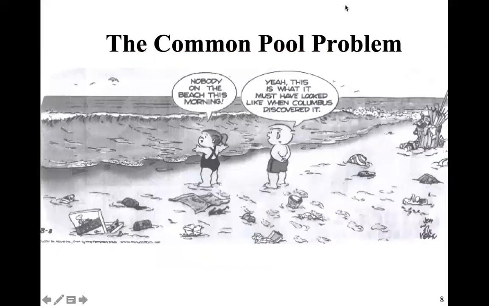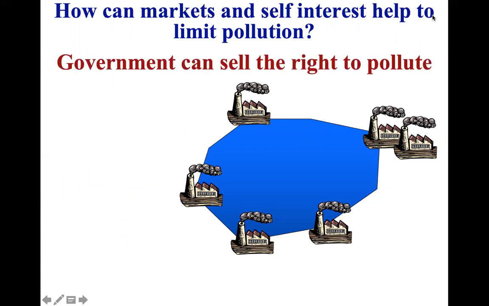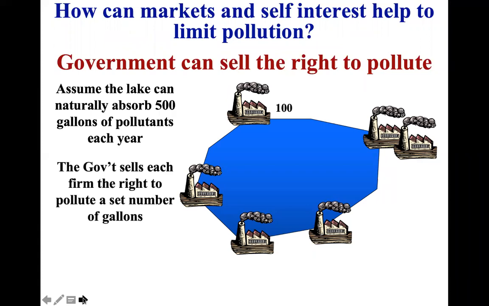What can government do about the tragedy of the commons? Well, one policy option is governments selling the right to pollute. So this is basically the idea of cap and trade. Let's assume in this little society that the lake could absorb 500 gallons of pollutants each year, and we have all these factories polluting the lake. The government could sell each firm its right to pollute a certain number of gallons.